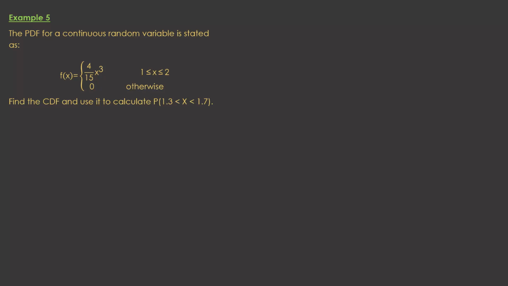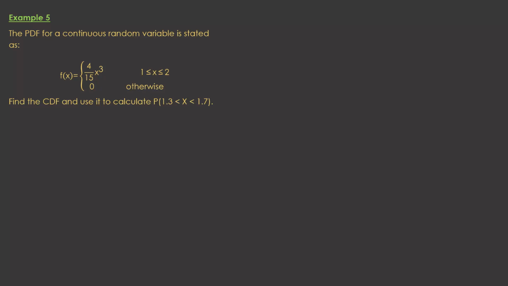The PDF for a continuous random variable is stated as f of x is 4/15 of x cubed for x between 1 and 2 and 0 otherwise. We want to find the CDF and use it to calculate the probability that x is between 1.3 and 1.7. Well, let's just get a picture of what we're doing here.